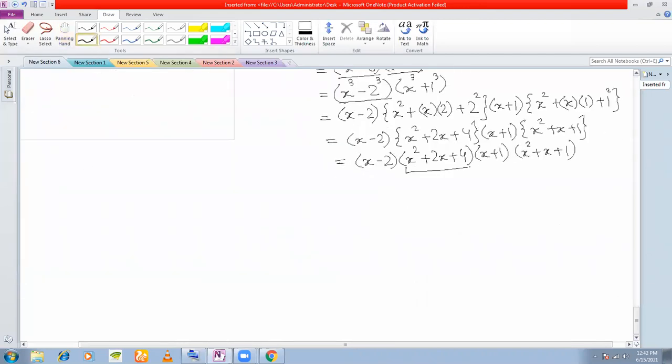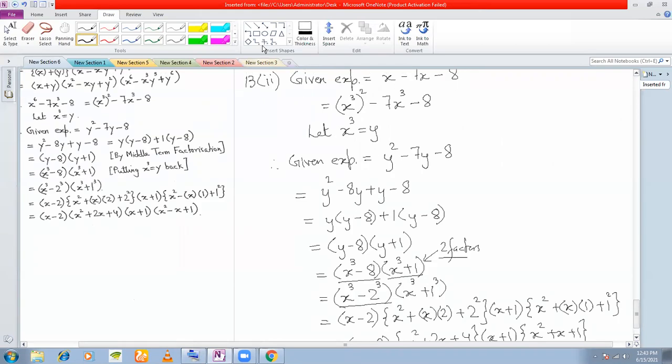You cannot split this into further factors. If you see, you cannot split this into two factors. You will not be able to split this into two factors. So you leave it here only. Four factors we have obtained: this, this, this, and this. So these are the four factors of the expression.